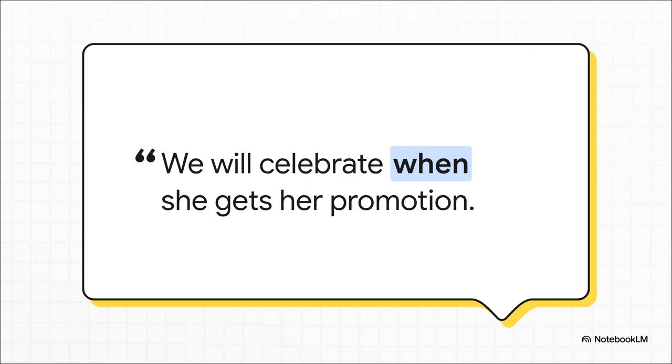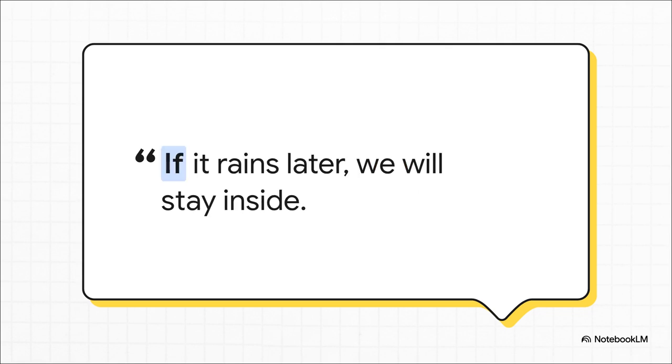That's the key. So if you say, we will celebrate when she gets her promotion, what are you really telling people? By using when, you're signaling complete confidence. It's not a question of if she'll get it, it's just a matter of time. You're already planning the party. But now let's flip that. If it rains later, we will stay inside. That little word if changes everything. It introduces uncertainty. It might rain. It might be sunny. So our plan to stay inside is totally conditional. It's a plan B, not a sure thing.